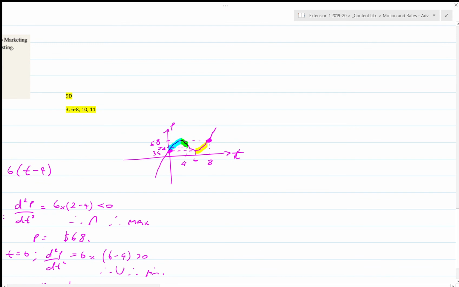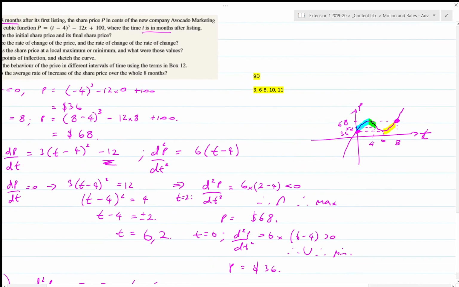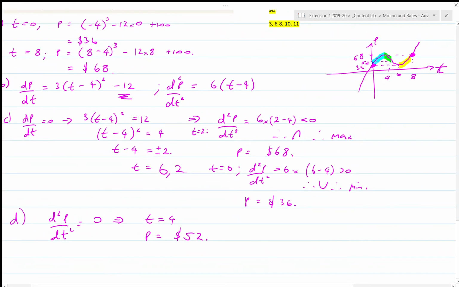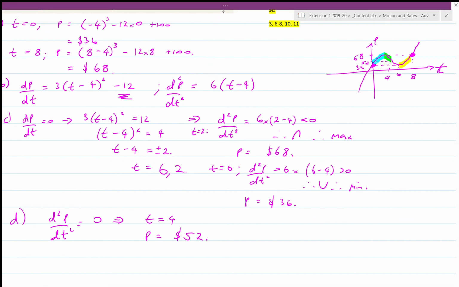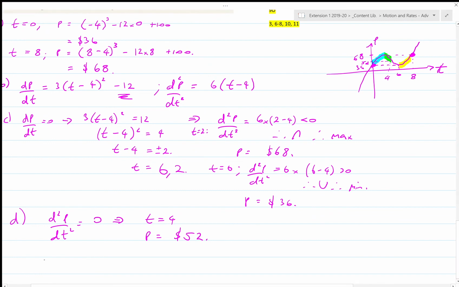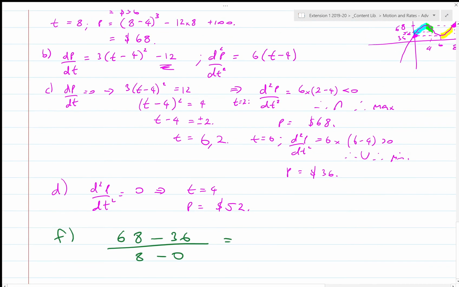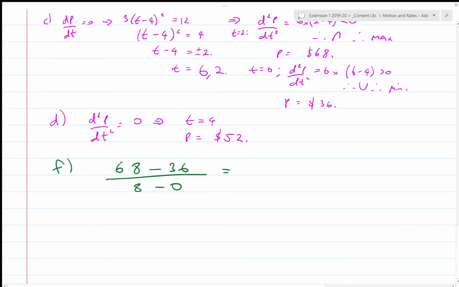Okay. And it says find the average rate of increase. Well, that's just what did the actual price increase by, which from earlier was 68 to 36, and then it took 8 months to do that. So 32 divided by 8, so 4. $4 per month.